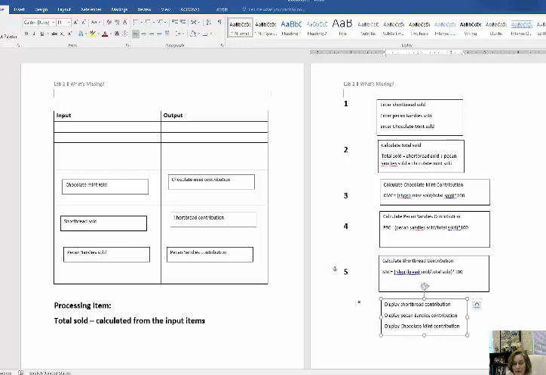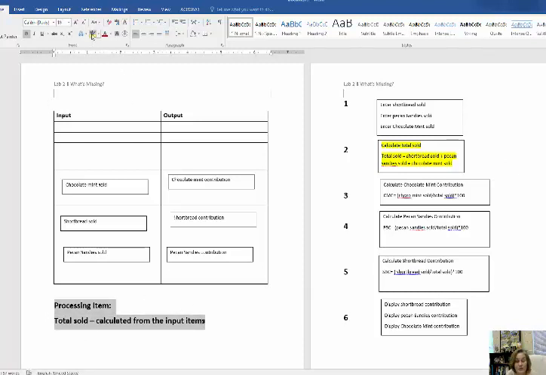So here we go. We have 6 statements. We started with 5. We're ending with 6 statements because this statement here was missing. So let's put that in yellow or highlighted. So we were also missing over here the processing item. So 2 things were missing from this equation: the processing item called total sold and the calculate total sold statement.